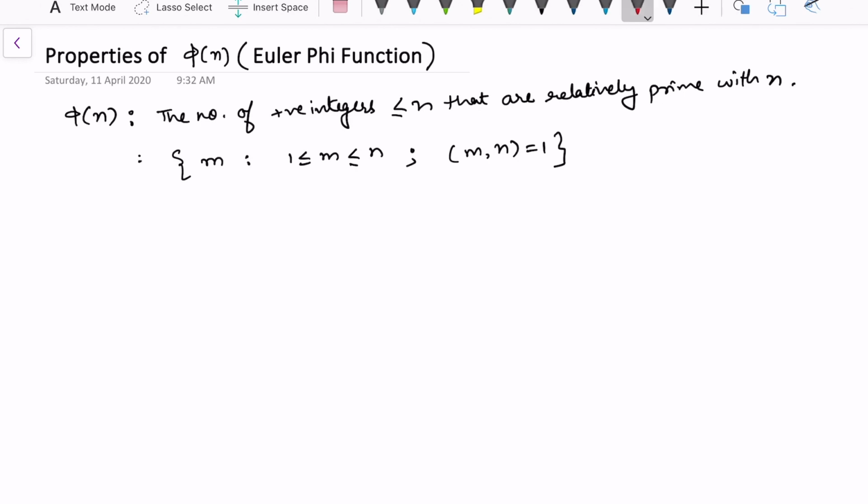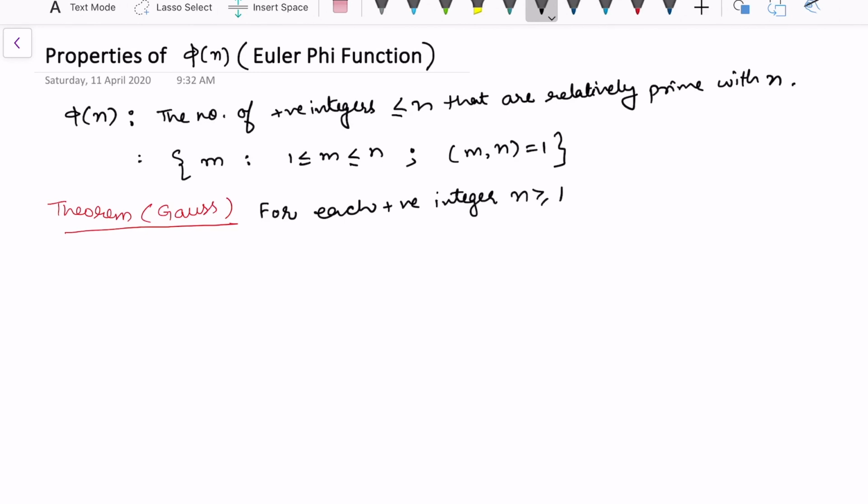Now the very first theorem that we want to prove here is the theorem due to Gauss, and that's a very interesting property followed by the phi function. So this theorem says that for each positive integer n greater than or equal to 1, the summation of phi d, where d is the positive divisor running over n, is equal to n. And a very interesting property, recall, we have done a similar property with the Mobius function.